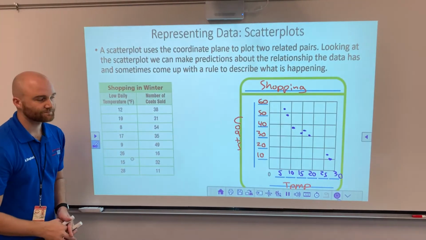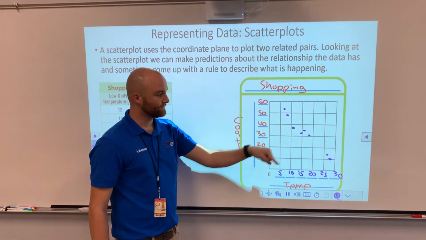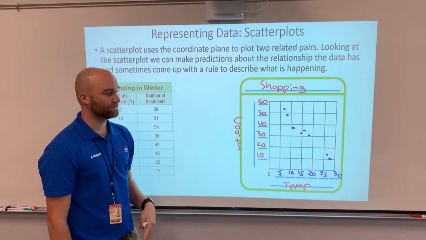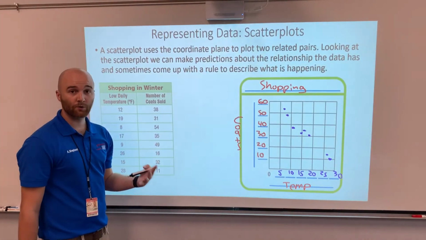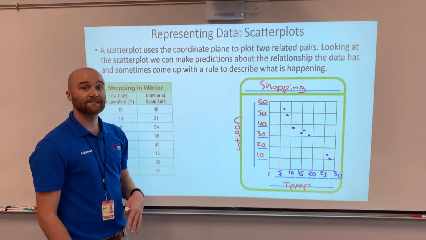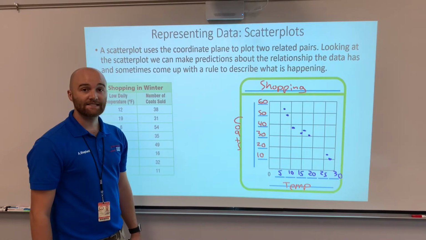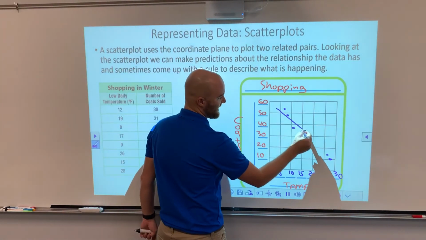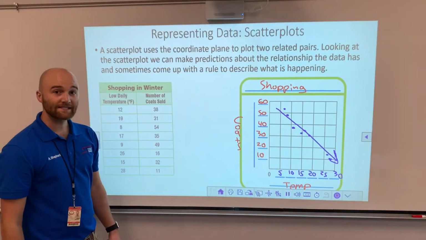All right. Do you notice what's happening with these dots? When I look at these dots, I see a trend. I see a pattern that's starting to form. Now, it's not a perfect pattern because this is the real world. And the real world has lots of different variables that might be affecting this. But I see a pattern that's pretty close to going down like this. So let's see what that means.